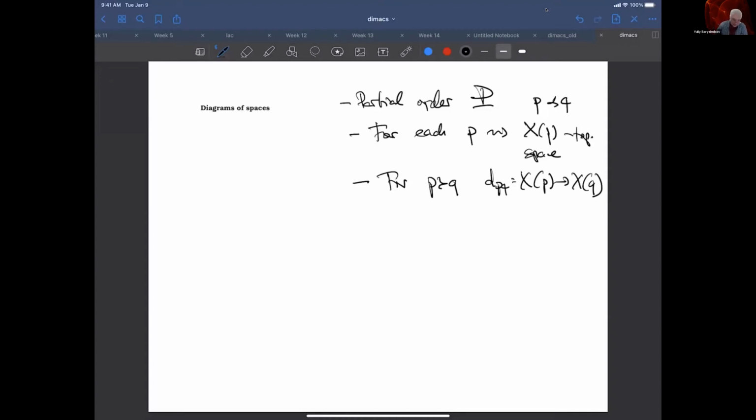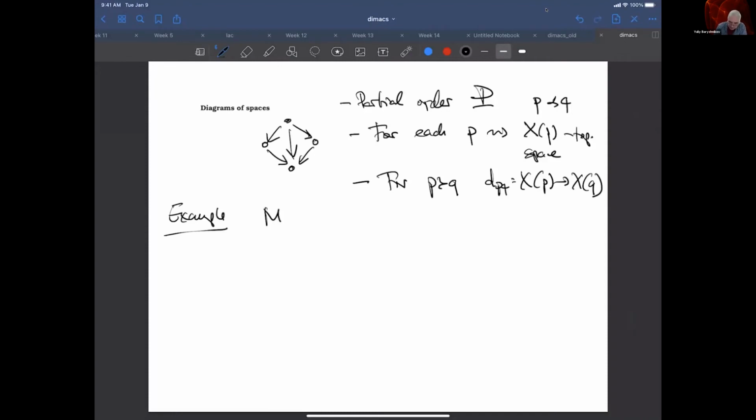Just an example. Yuliy, I'm sorry, the P's are not necessarily cells, but there's some kind of topological space. It's just some discrete things. So this is an example of a partial order, but the entries, the X of P's, are just topological spaces. Yeah, let me give an example, then we'll see.